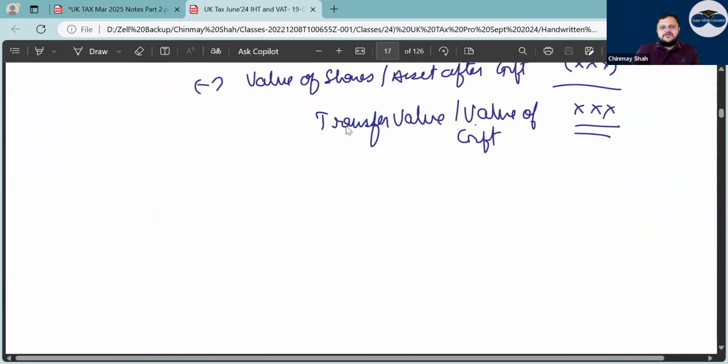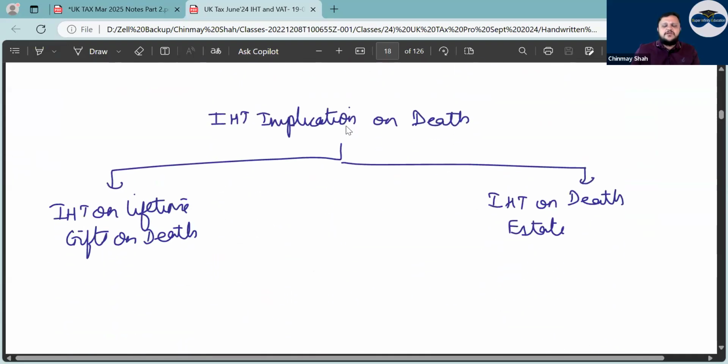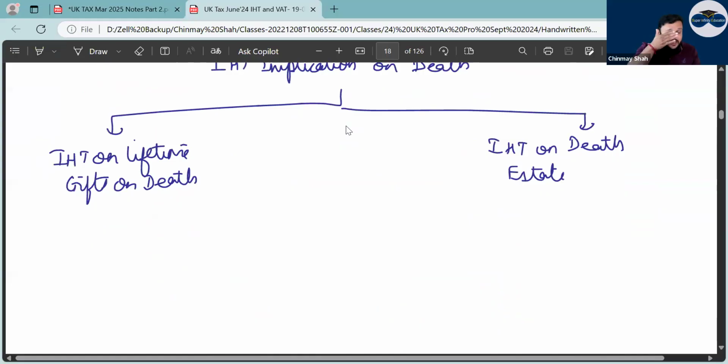Till here we were done. Tell me. After that, IHT implication on death. Now see, lifetime taxation is done. Now we are going to go into what? Tell me. Your IHT implication on death. On death, I said what? Two things are there. IHT on lifetime gifts on death, correct? IHT on lifetime gifts on death and IHT on death estate, correct?